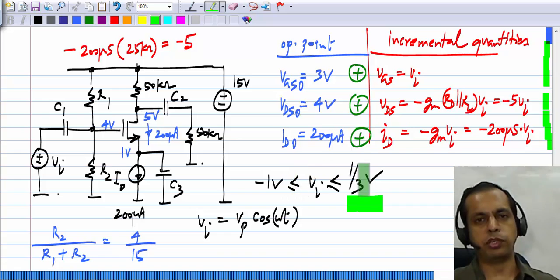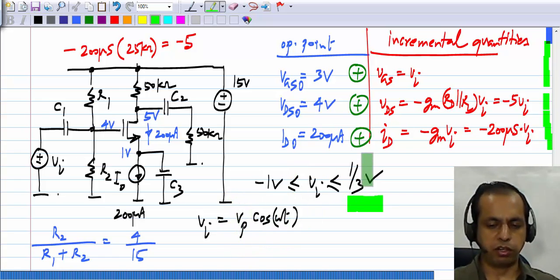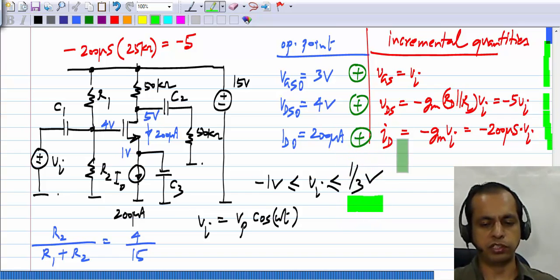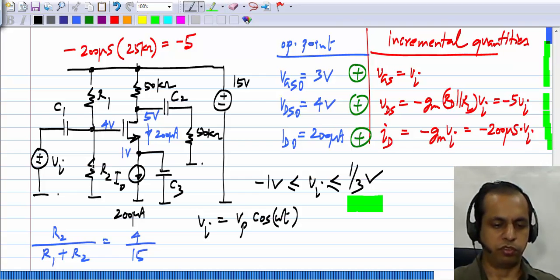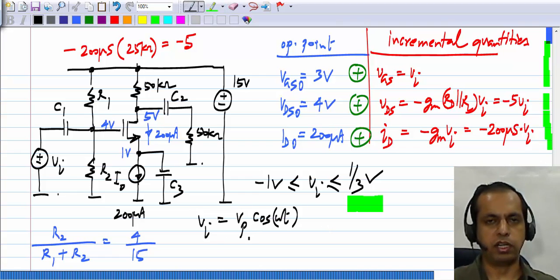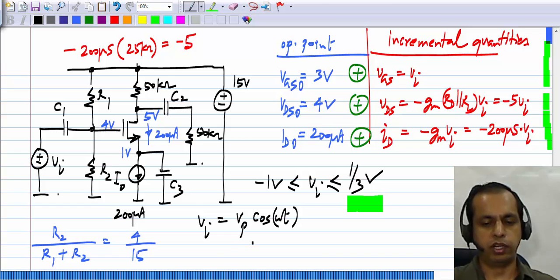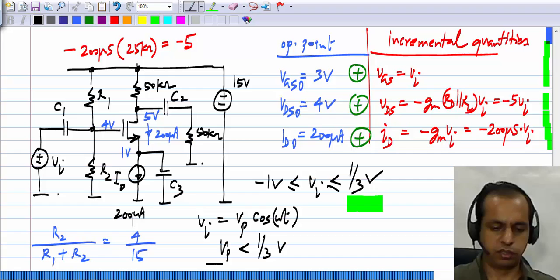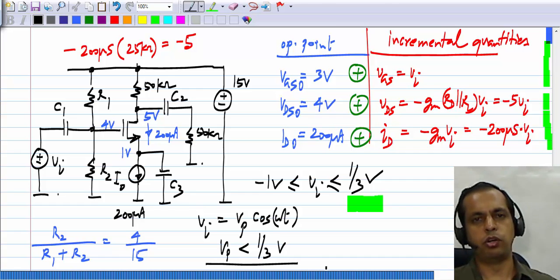The smaller of these two limits will decide the amplitude of the sinusoid that can be applied, and in this particular circuit, it's the limit due to the transistor entering triode region that limits the signal swing. So for it to behave like a linear amplifier, Vp has to be smaller than 1/3 volts. So I hope this is clear.